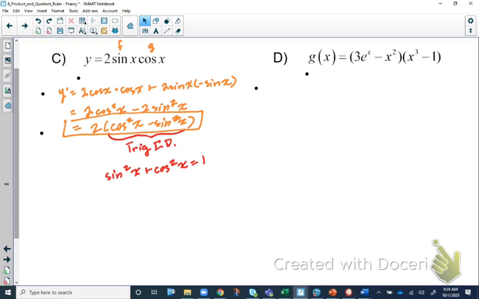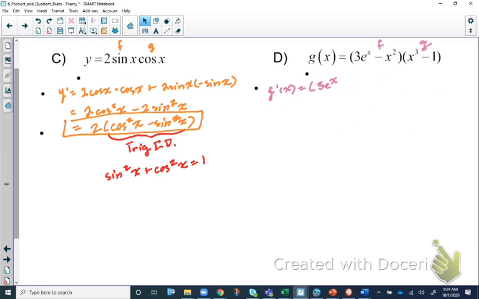So here I'm going to say g prime of x, and here I'm going to just take the derivative of the first piece. So here I'm going to look at this as f and g. So the derivative of the first piece, the derivative of 3 to the x power, is just 3 to the x power.